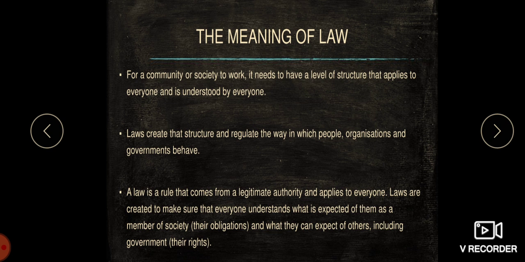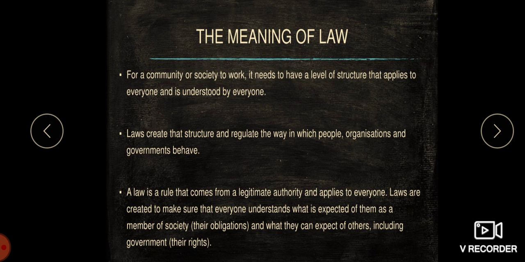Now let us move on to law and order. When I say law, what do you mean by the word law? For a community or a society to work, children, it needs to have a level of structure that applies to everyone, so that everyone understands.